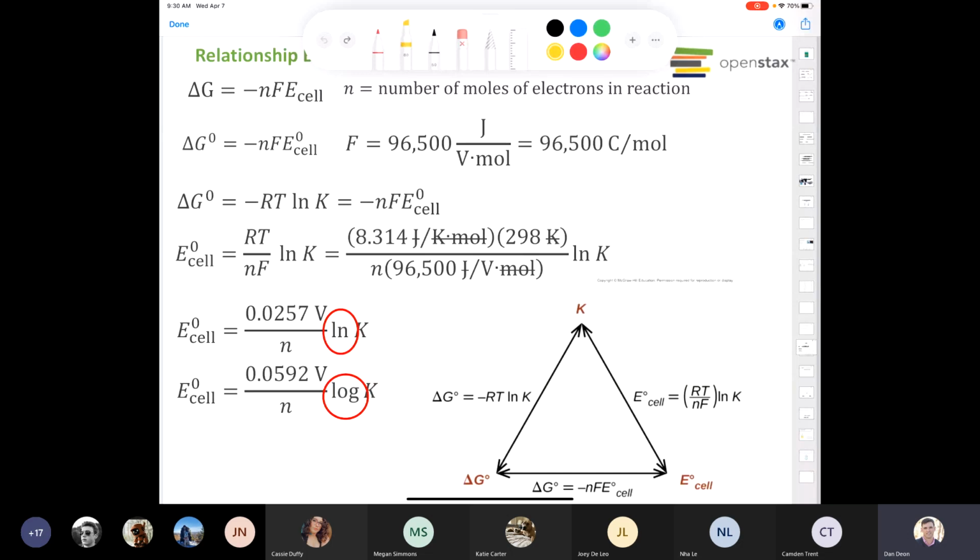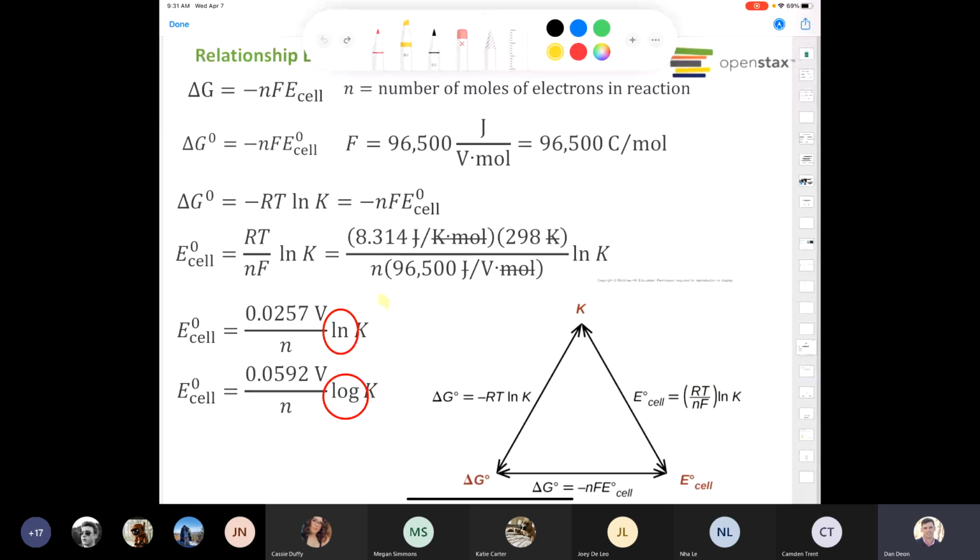We could say similarly that the standard free energy change is equal to negative N times F times the standard cell potential. But we also know from the thermodynamics chapter that delta G is equal to negative RT times the natural logarithm of our equilibrium constant. And so if we put these two together, since they're both equal to delta G, we can solve for the standard cell potential as being RT over NF times the natural logarithm of K.